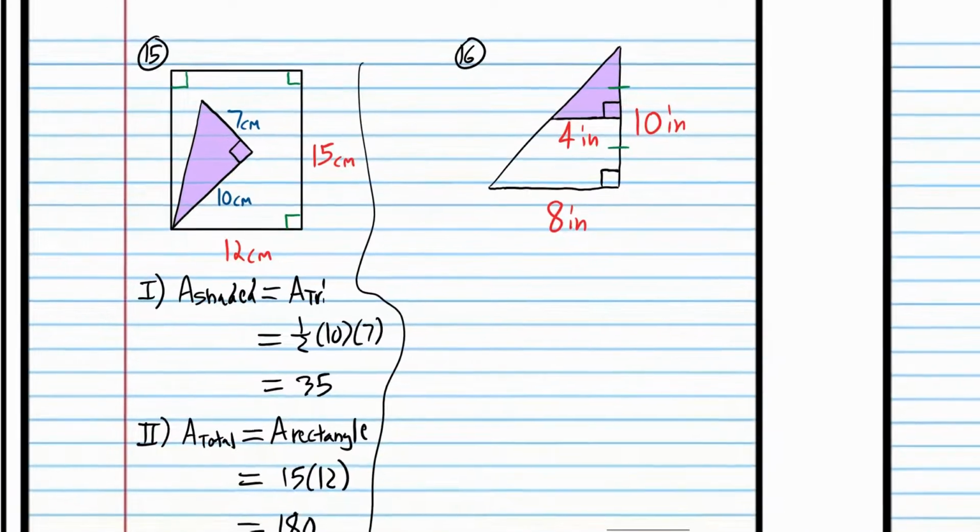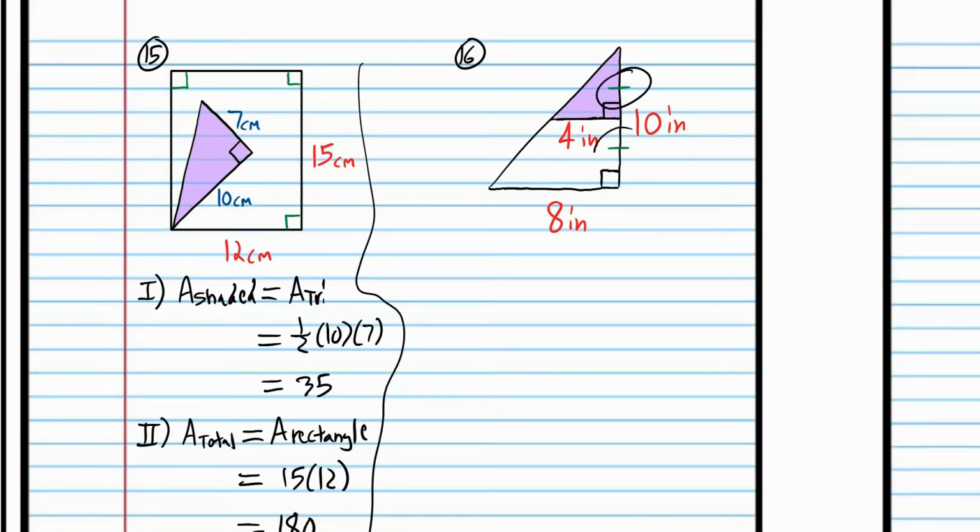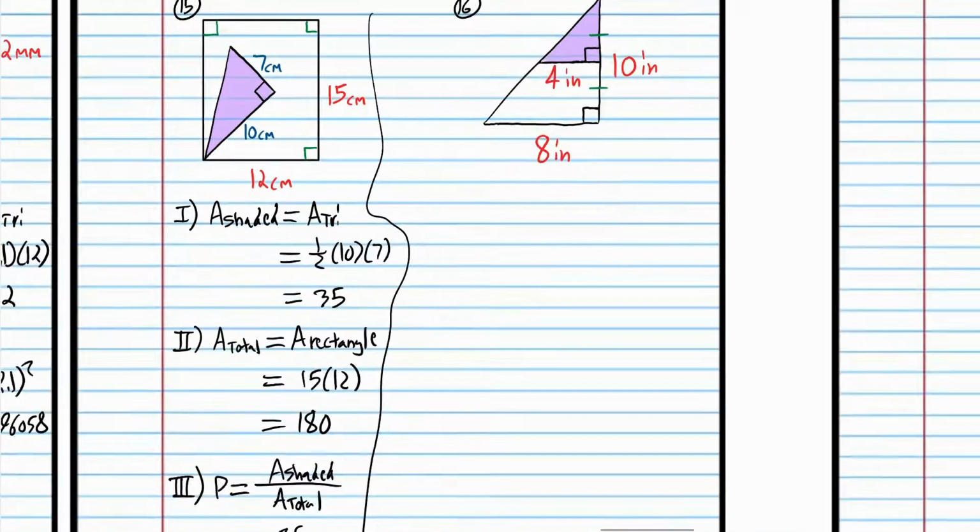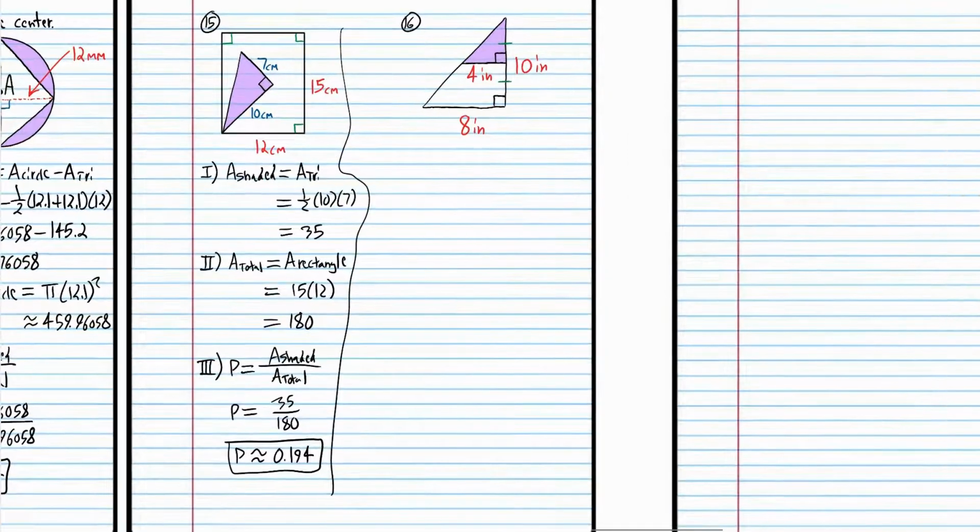So for number 16, just be aware that these tick marks say that those two lengths are the same. So the total length is 10. Be aware of that. Go ahead and try number 16. When you come back, we'll do it together.